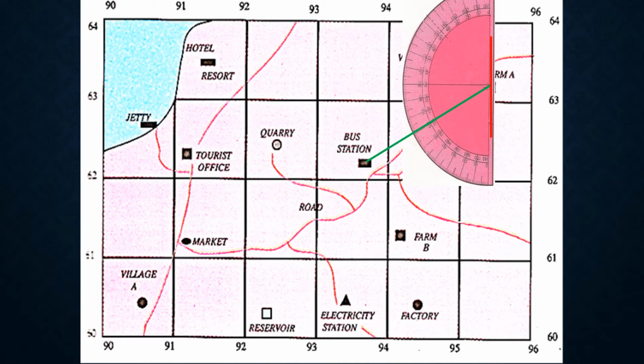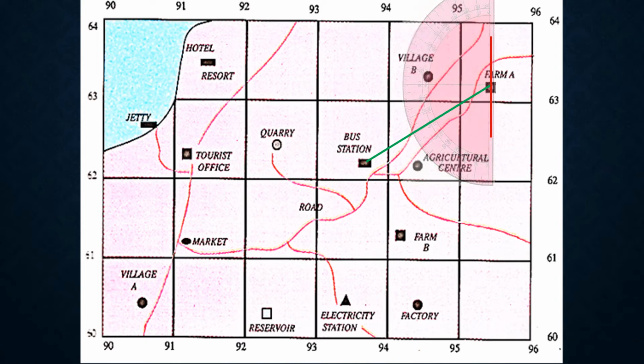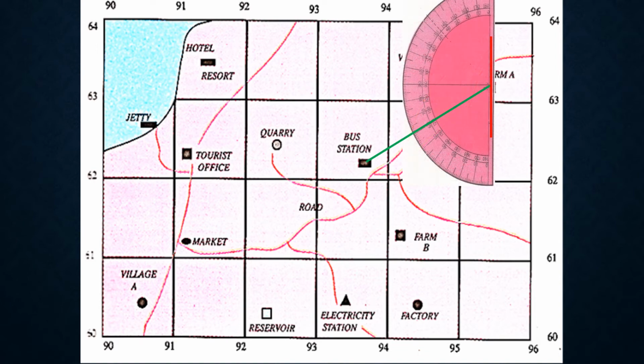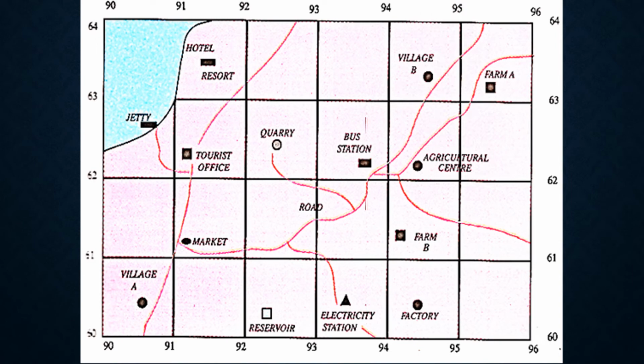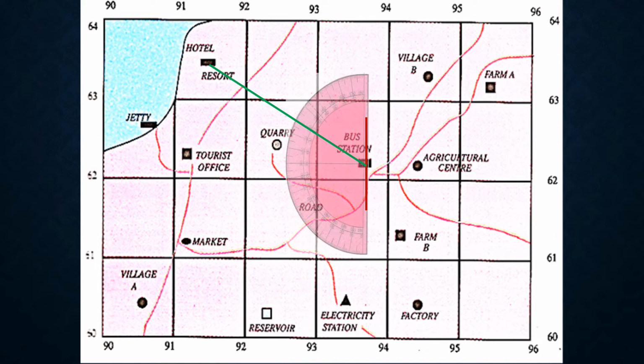I think we're making progress. Let us try another one. So for emphasis, to show you where it is placed. Alright, so I want to know now the bearing of the hotel resort from the bus station. Now our bus station is our point of observation, our from point, and we want to know the bearing of the hotel resort from the bus station. So we're now going to place our protractor on that line right there.